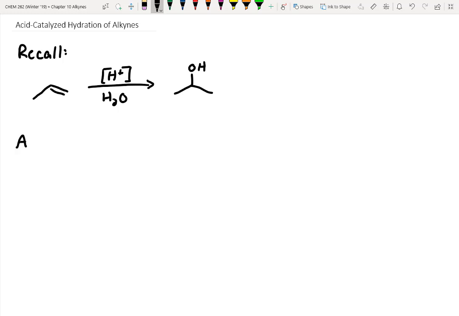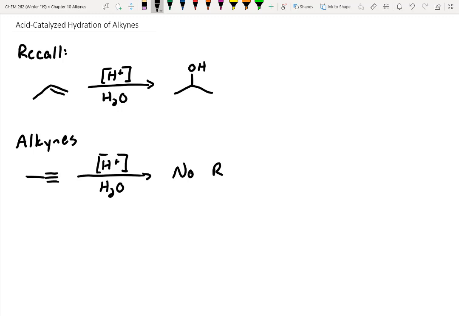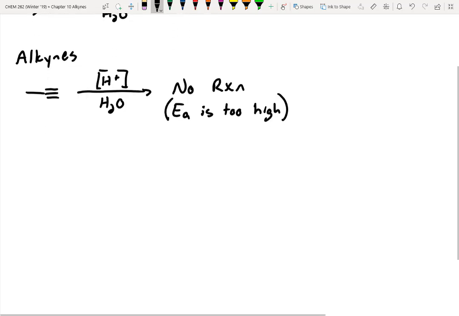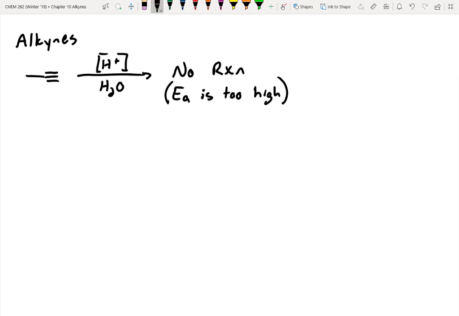So then that led to the question, can we do the same thing with alkynes? The answer is kinda. All right. So if you take this and you react it with acid and water, you get no reaction. The activation energy is too high. What is a possible workaround when you have a super duper high activation energy? Add a catalyst. So trick, use a catalyst.